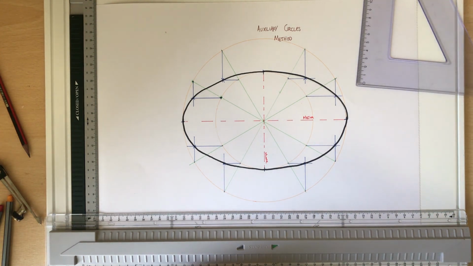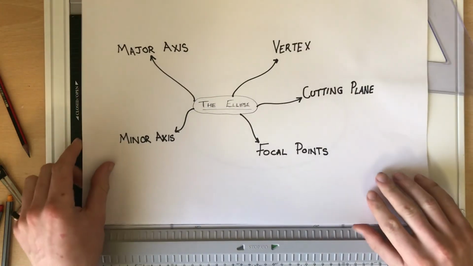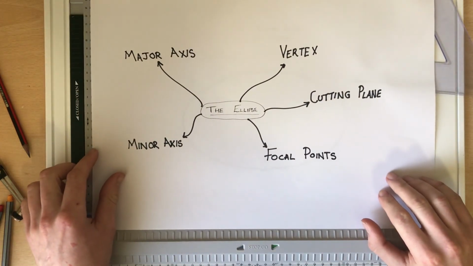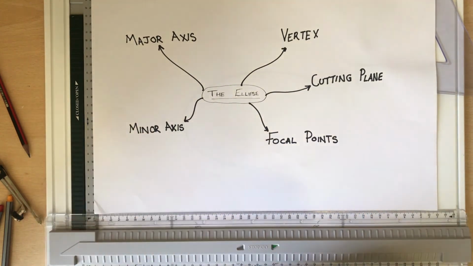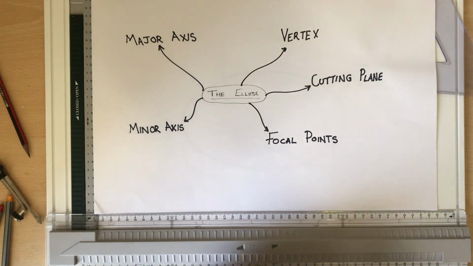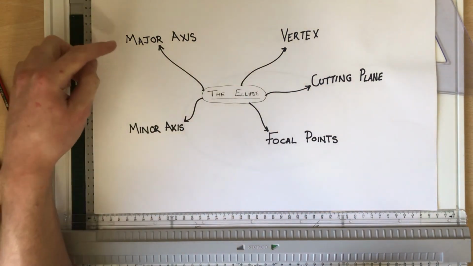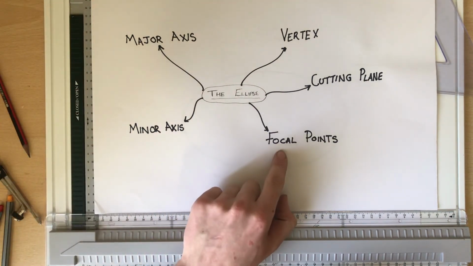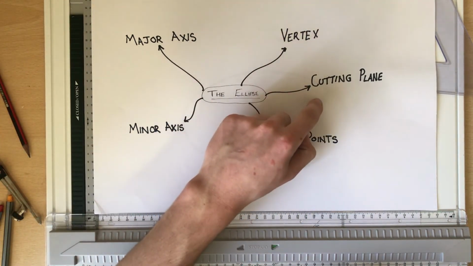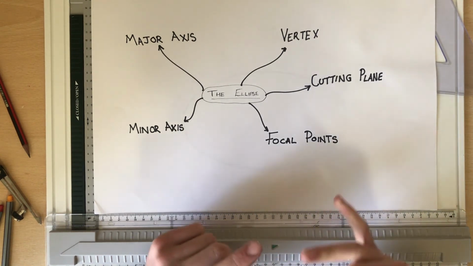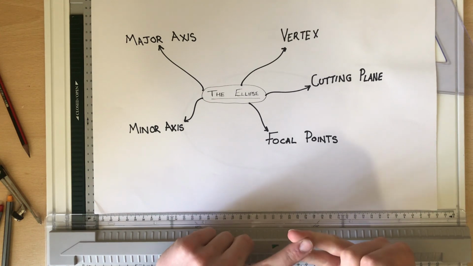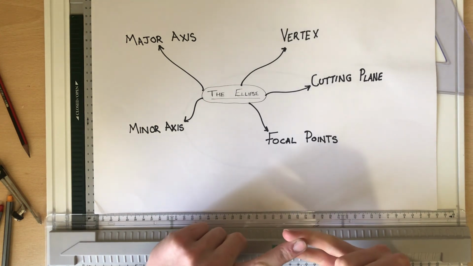Now, just to recap, I'm going to go back to this sheet, and in pairs or groups of 3, we're going to discuss the points and the meaning of each of these 5 headings. So the major axis, the minor axis, the focal points, the vertex, and the cutting plane. We want to know what each one is, and also why it is in the ellipse or related to the ellipse.